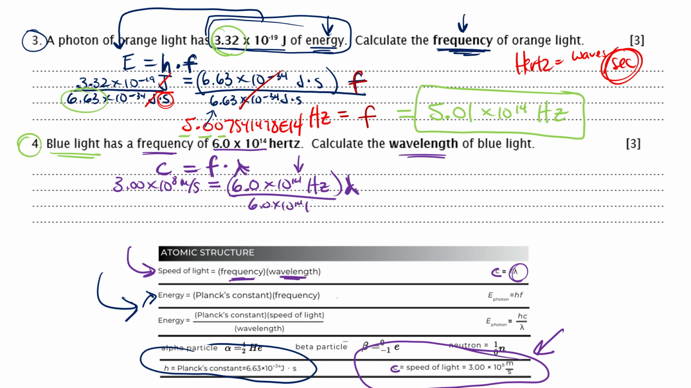Divide by 6.0 times 10 to the 14th hertz on the right, and also divide by 6.0 times 10 to the 14th hertz on the left. It's going to cancel out completely on the right. We're going to be left with lambda by itself. And then when I plug this into my calculator, 3.00 times 10 to the 8th divided by 6.0 times 10 to the 14th, we're going to get 5 E negative 7.